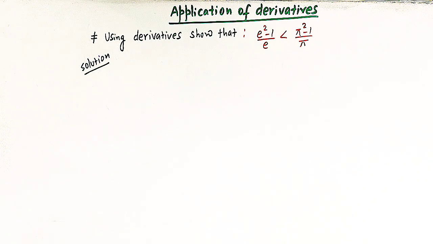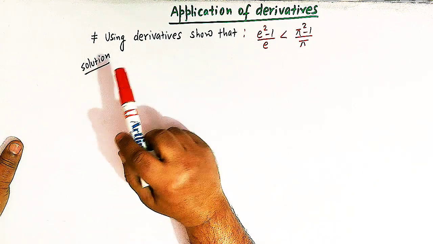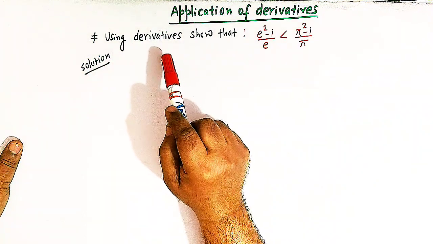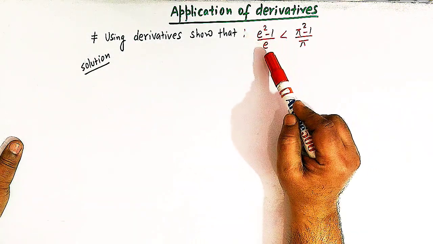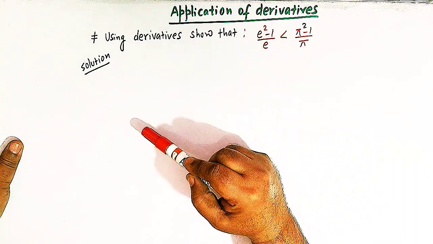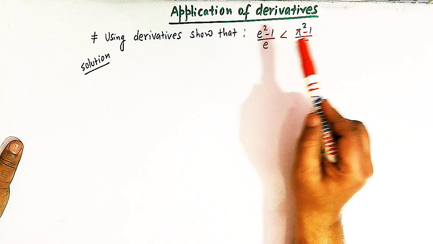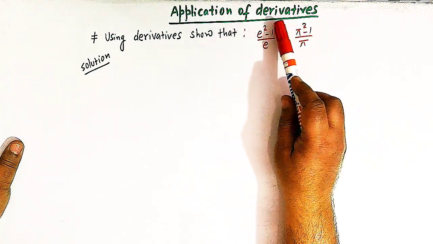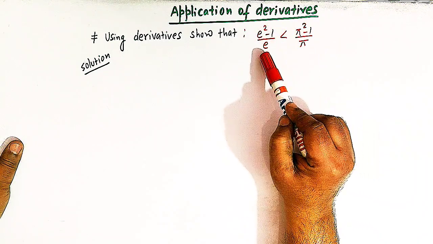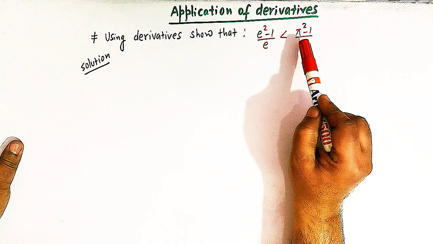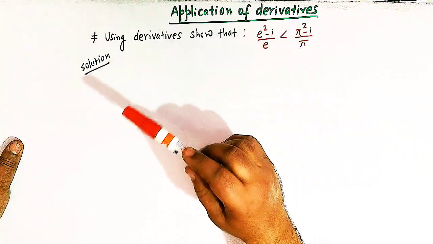Hello viewers, in today's session we are going to discuss an important and conceptual problem from application of derivatives. Here we have to show, using the concept of derivatives, that this number, e square minus 1 over e, is less than pi square minus 1 over pi. We have to prove this inequality using derivatives.